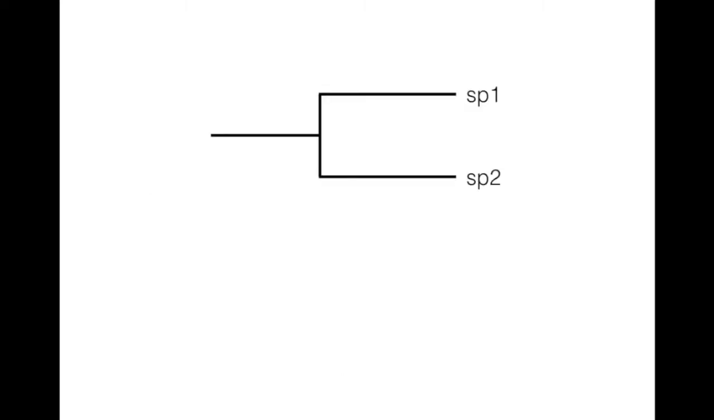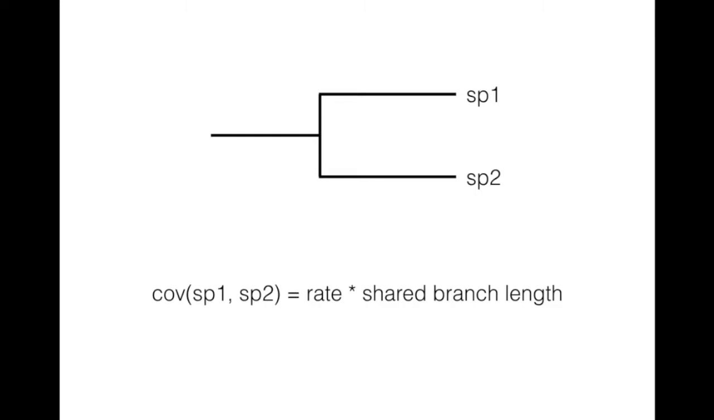Going back to our tree, under a Brownian motion model, the covariance of species 1 and species 2 we can calculate as the product of the rate of evolution, that's our sigma squared parameter, times the shared branch length of those two species. If we label that branch as a certain length, t1, then the covariance of species 1 and species 2 is just sigma squared times t1. One interesting thing about Brownian motion is that species 1 and species 2 will share that covariance of t1 no matter how long they have to independently evolve.